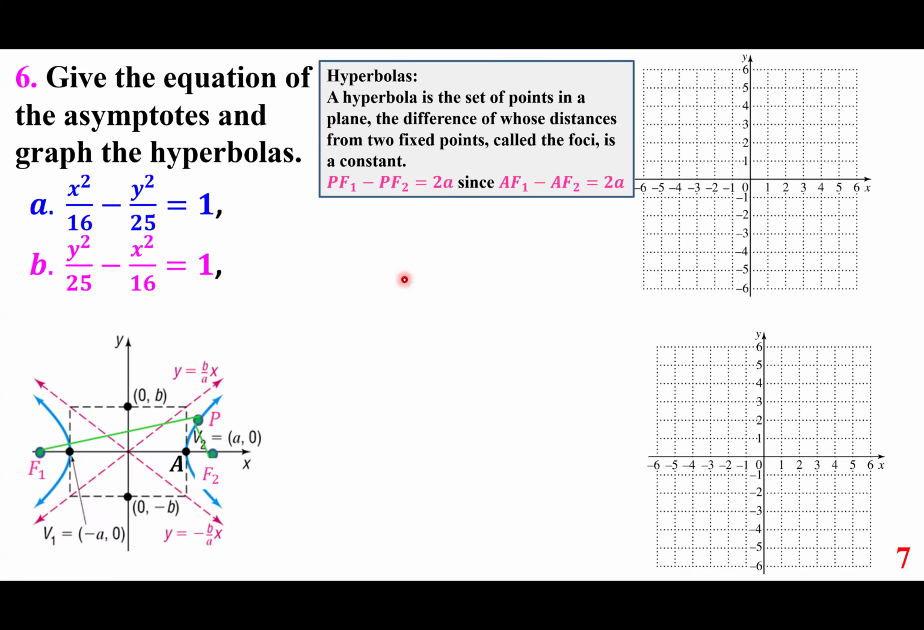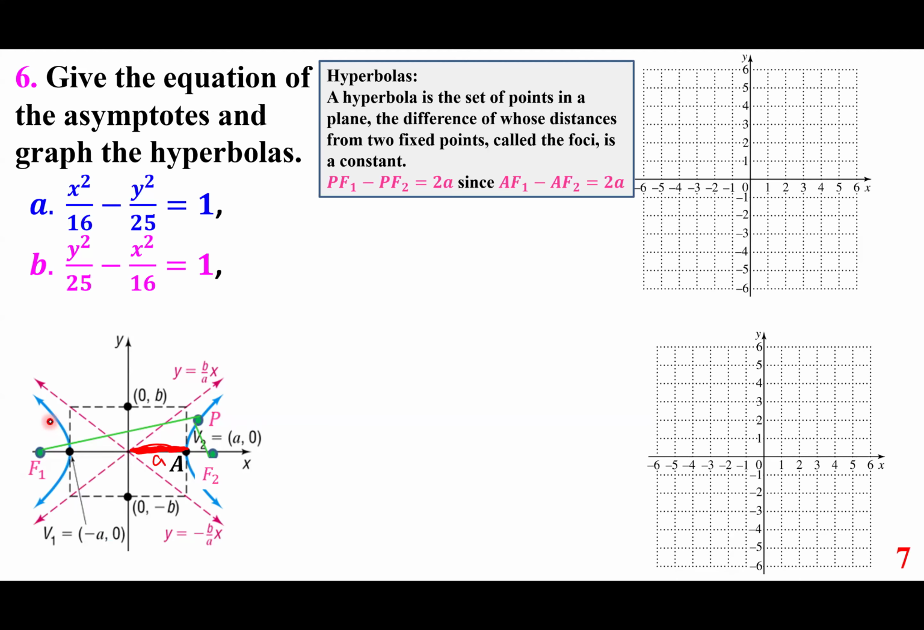So what's a hyperbola? A hyperbola is the set of points in a plane, the difference of whose distances from two fixed points called the foci is a constant. PF1 minus PF2 equals 2a, since AF1 minus AF2 equals 2a. In other words, if you pick any point on this piece, it doesn't matter, and connect it to the two foci, obviously PF1 is larger than PF2. So PF1 minus PF2 is fixed, happens to be 2 times a. And again, this distance is a.